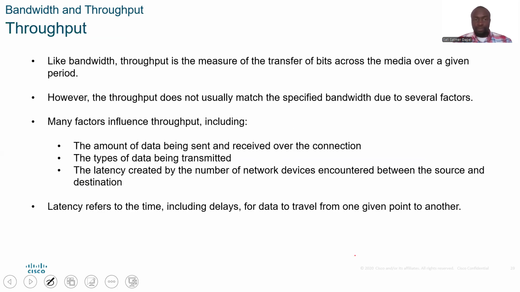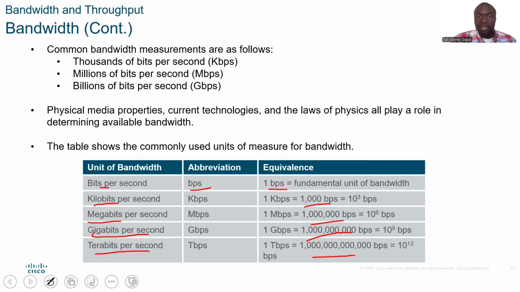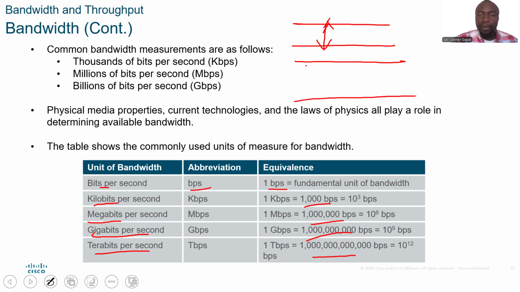Okay. Now that we've understood the bandwidth, let me say this. If you have a pipe like this, then you have another pipe like this. This is pipe A, this is pipe B. And now the size of this pipe, let's say this is 1 meter.